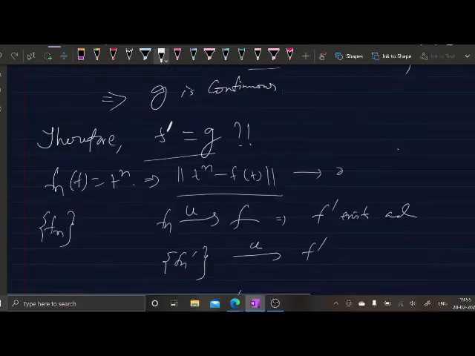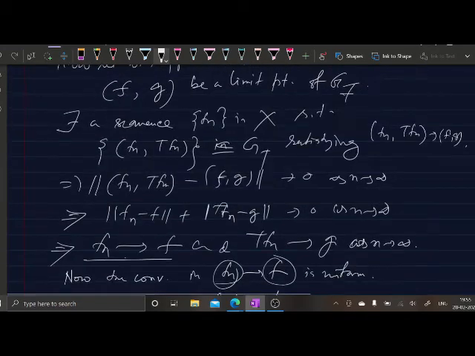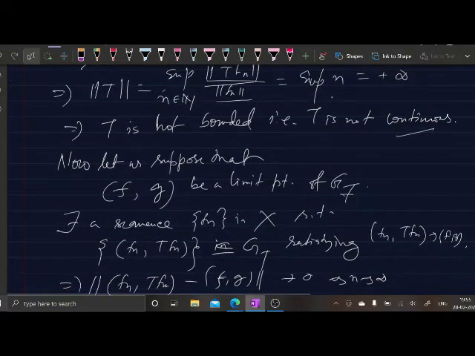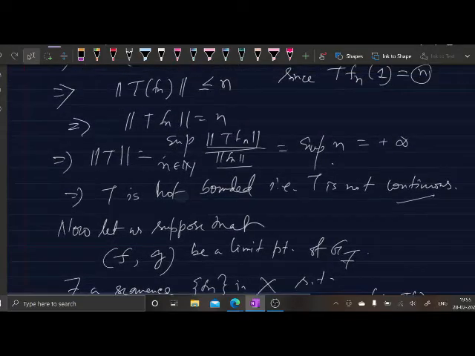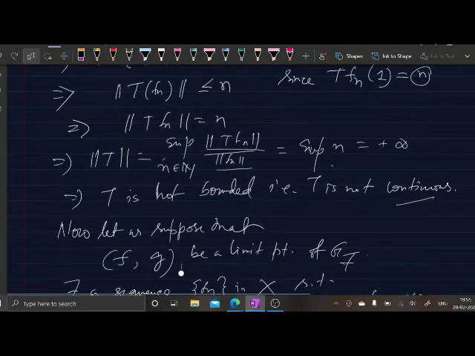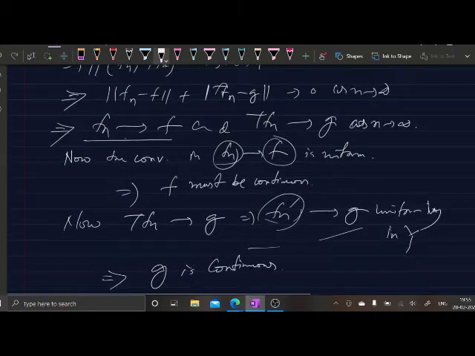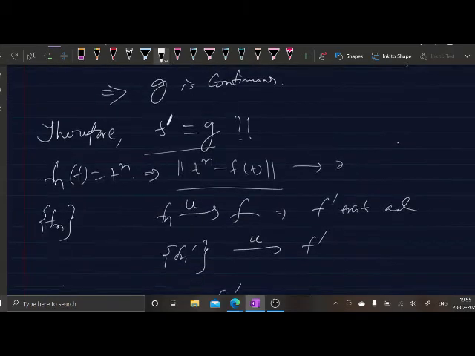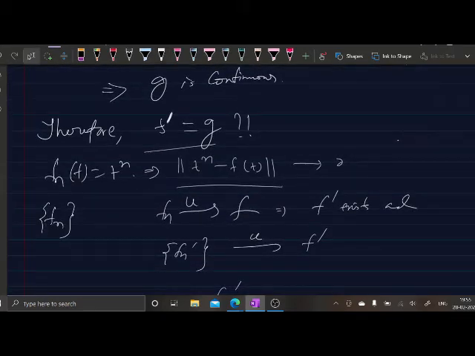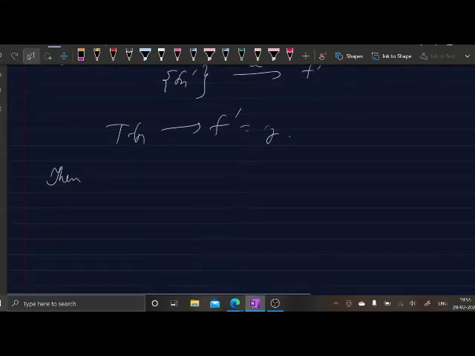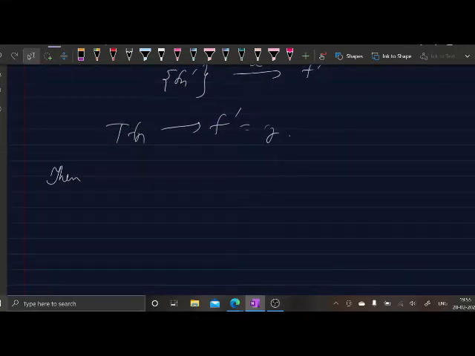টিটা না না, টিটা কন্টিনিউয়াসের কথা বলছি না, টিটা কন্টিনিউয়াস তো নয়, টিটা কন্টিনিউয়াস নয়। মানে টি এর কন্টিনিউটির উপর ডিপেন্ড করছে না এটা, ঠিক আছে?